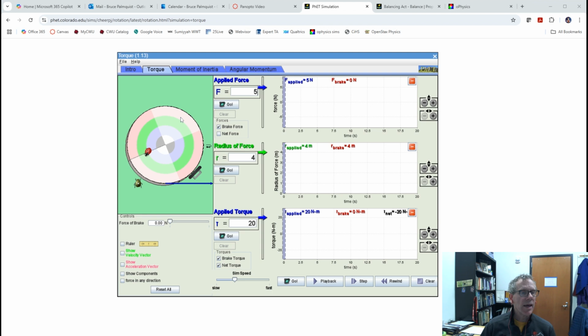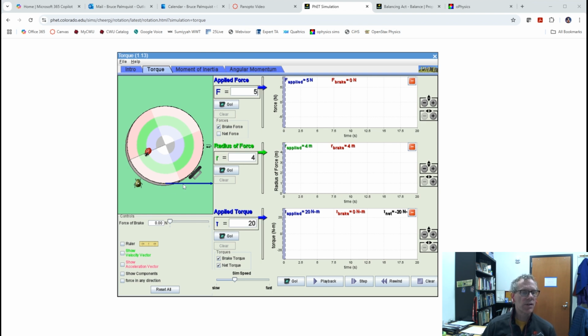So we've got a rotating wheel here. It's not rotating yet because I haven't hit go, but the wheel is 4 meters in diameter, and we've got a 5 Newton force on the edge. So 5 Newton force times 4.